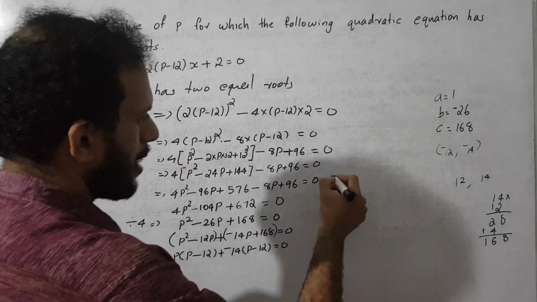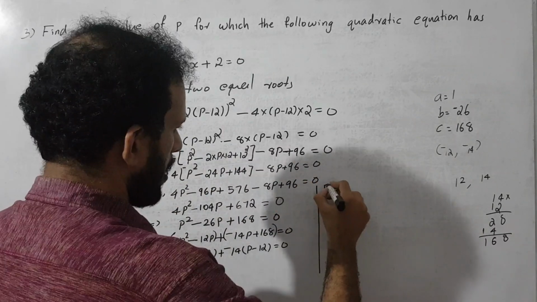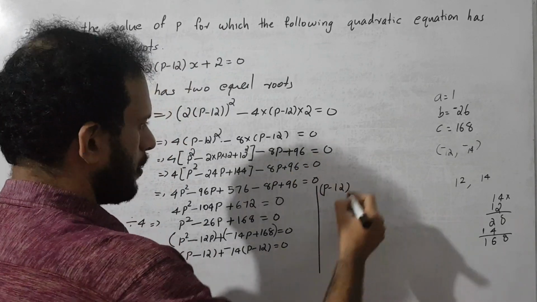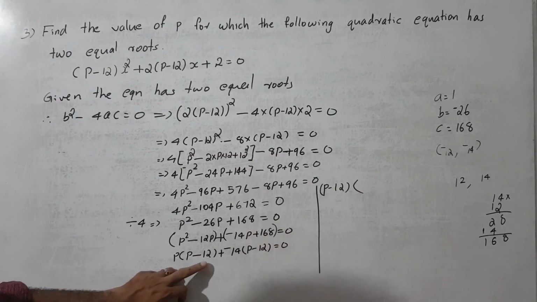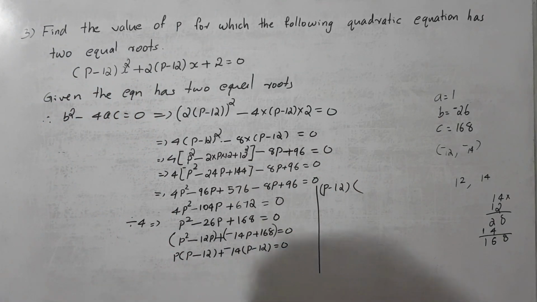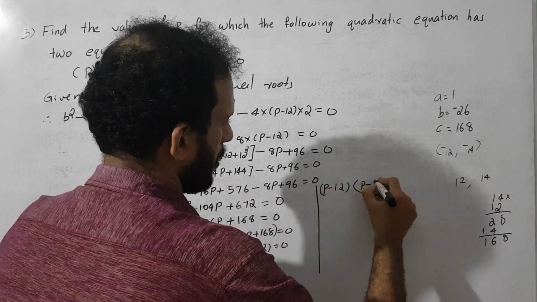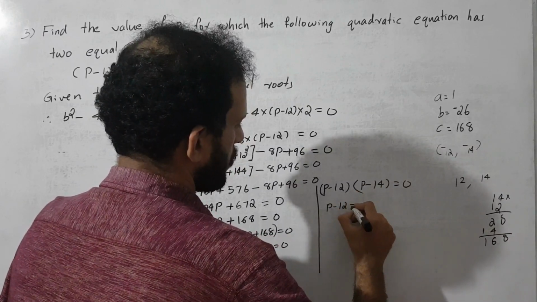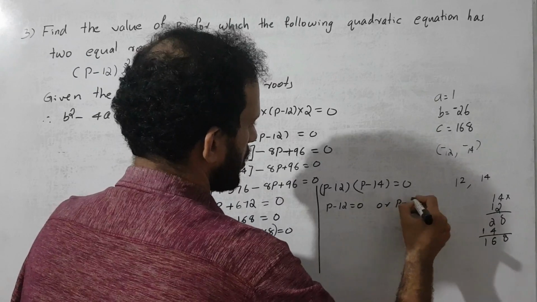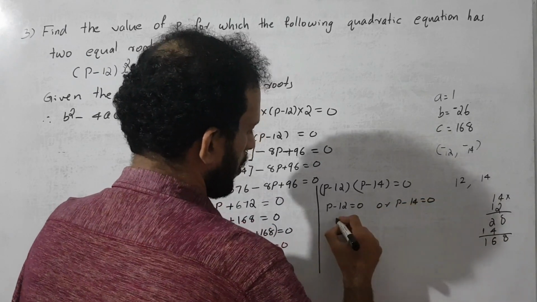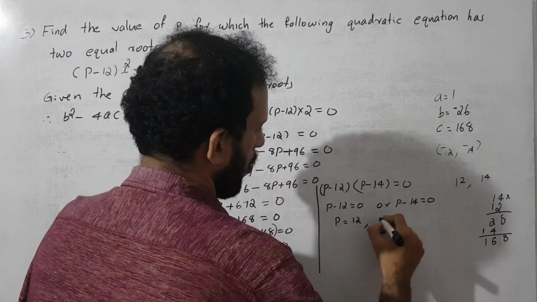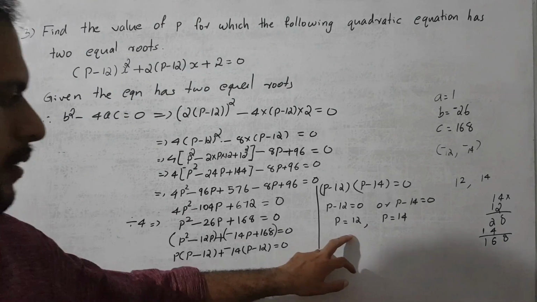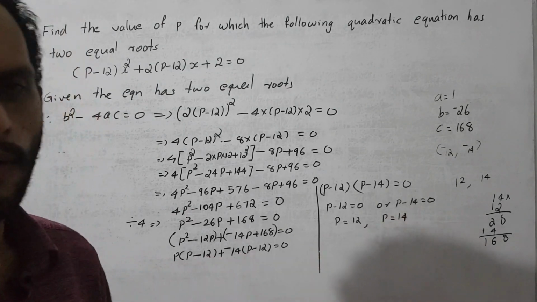So next we have two factors there. What are they? We take p minus 12 out. Then what is remaining here? If we take the p minus 12 out, that is p minus 14 is equal to 0. Then p minus 12 is equal to 0 or p minus 14 is equal to 0. Then p is equal to 12 or p is equal to 14. Here we got two values for p. What are they? p is equal to 12 and p is equal to 14.